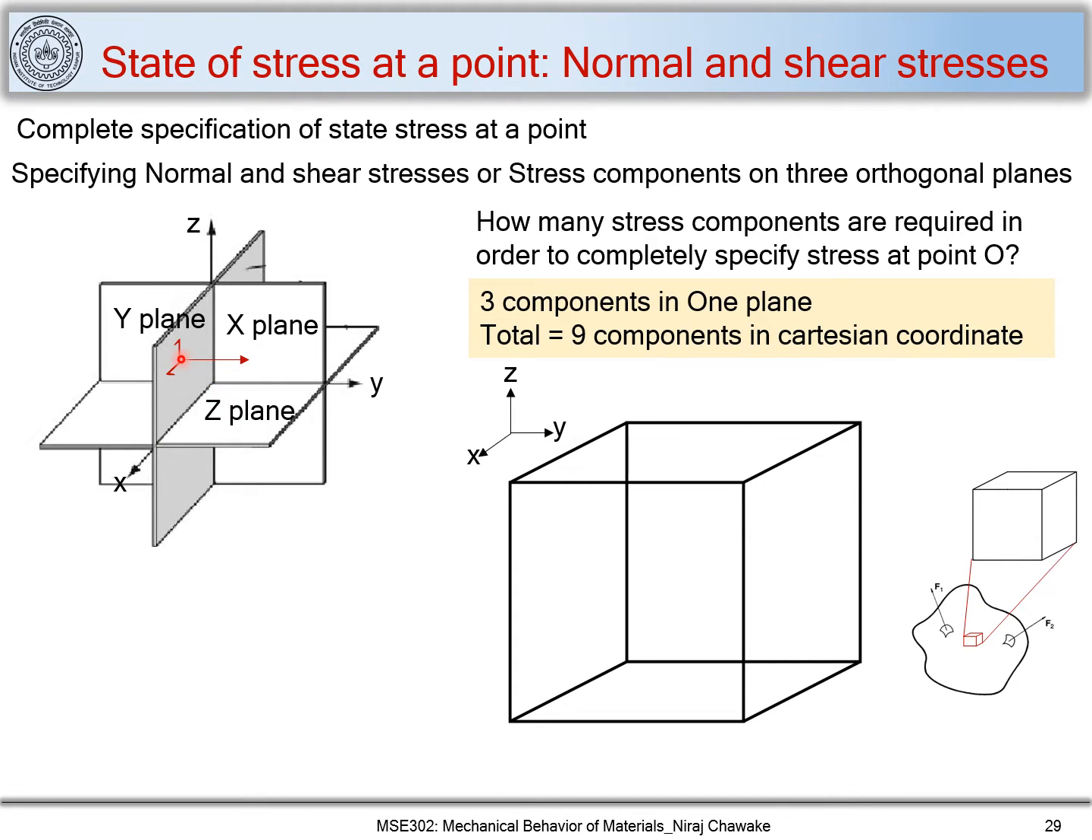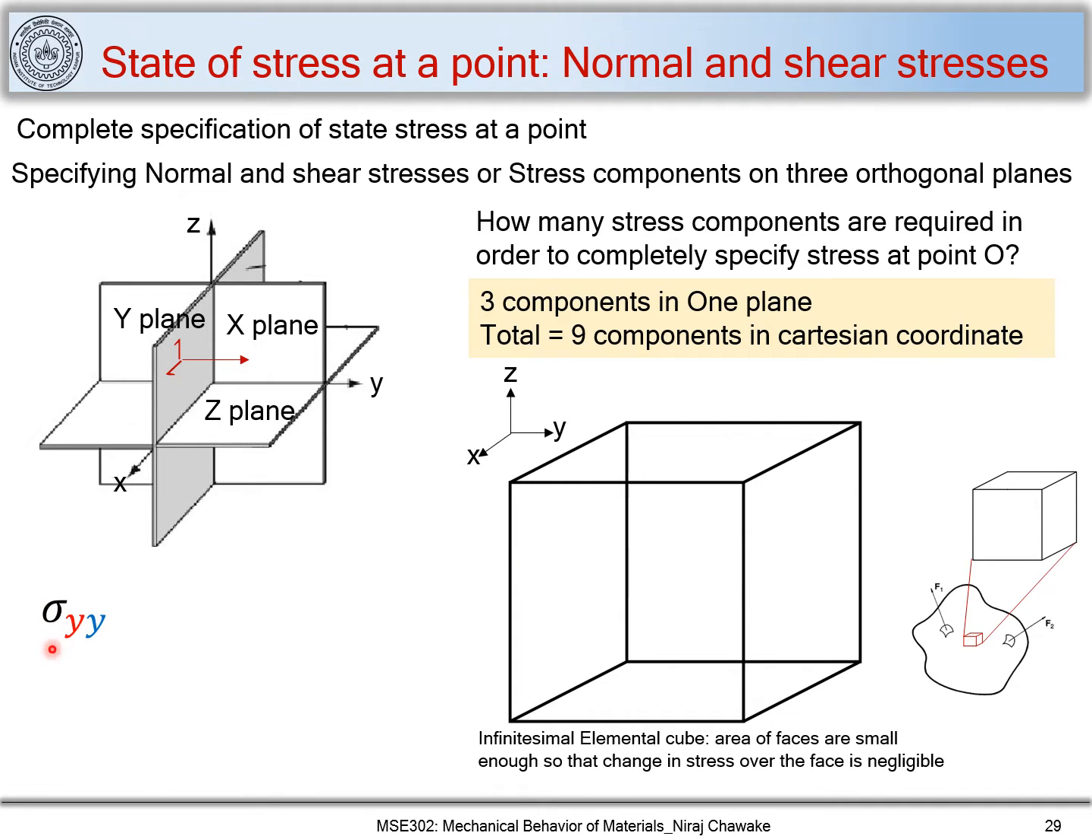Components means normal stresses and shear stresses. So I have three orthogonal planes, and I'll try to represent the shear and normal stresses on this elemental cube. The area of the faces of this elemental cube is so small that the change in stress over the face is negligible. So let's look at how we present these normal and shear stresses on this elemental cube.